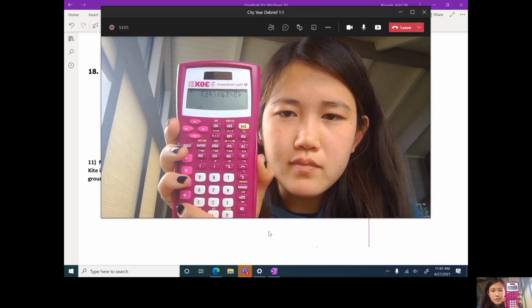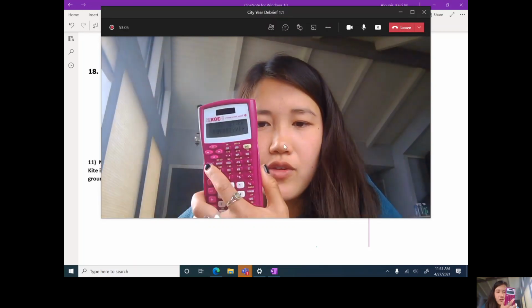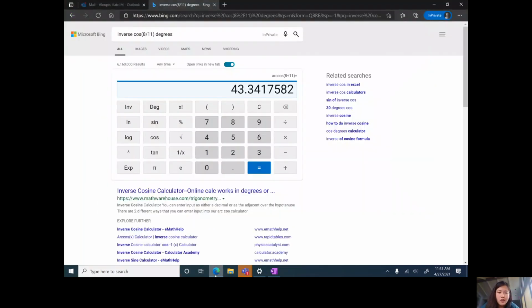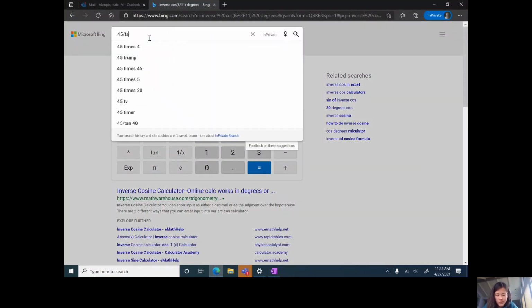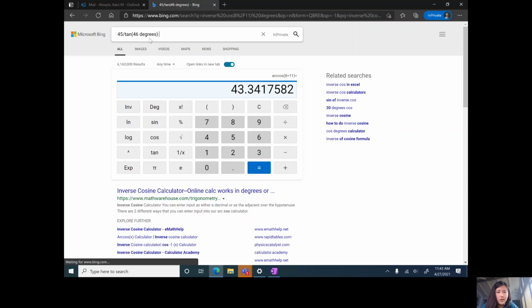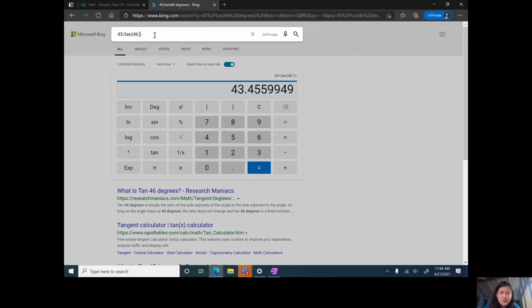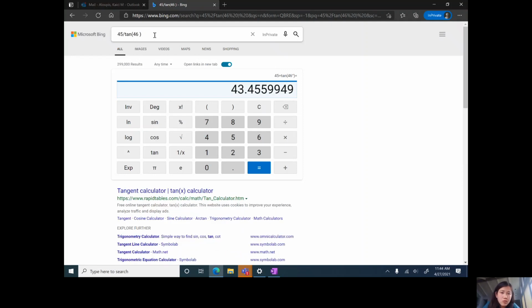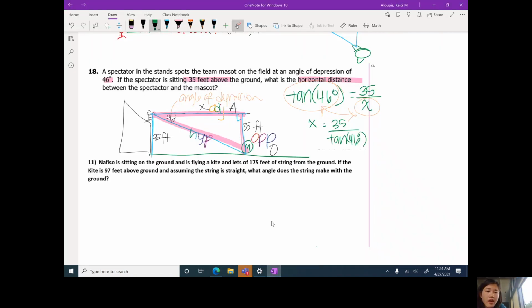Press enter. And there's the value. I don't know if that's backwards for you. I get kind of confused, but I'll do it in the online calculator as well. 45 divided by tan 46. And don't forget the word degrees. There we go, 43.45. Let me show you what happens if you don't write degrees. Oh, well, it assumed degrees. Fine. Sometimes it doesn't assume degrees, so don't take your chances.